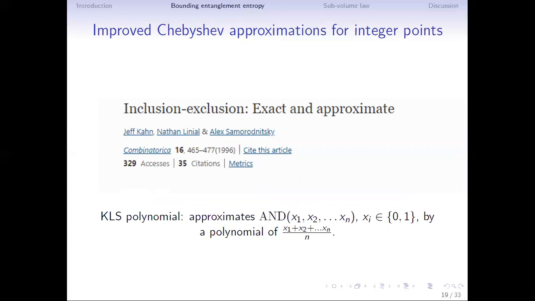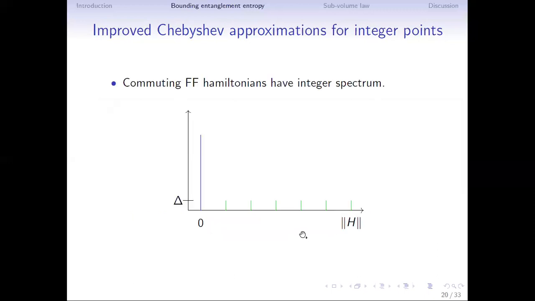For this, our starting point is an improvement to the Chebyshev approximation, which would be more suited for the commuting case. And it comes from the work of Kahn, Linial, and Samorodnitsky. They constructed a polynomial, which I will call the KLS polynomial, which was meant to approximate the AND function of n variables, where each xi is a bit, by a polynomial of this quantity, which can be viewed as a Hamiltonian of a certain sort. And this is well suited for the commuting case simply because commuting frustration-free Hamiltonians have integer spectrum, for instance, the way it's shown in the figure.